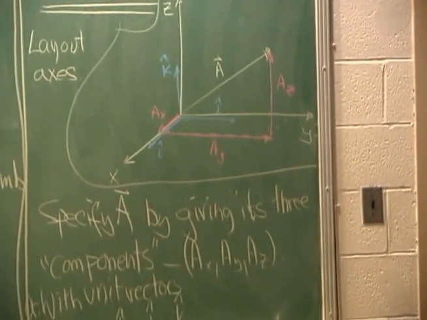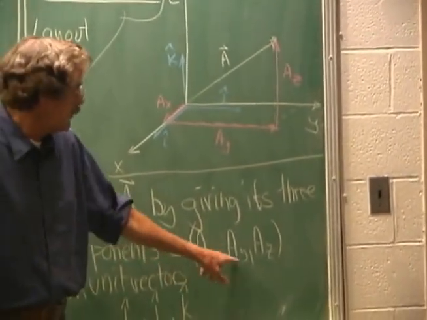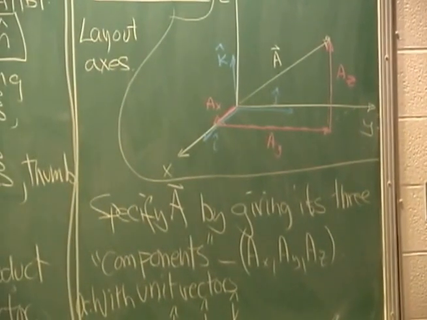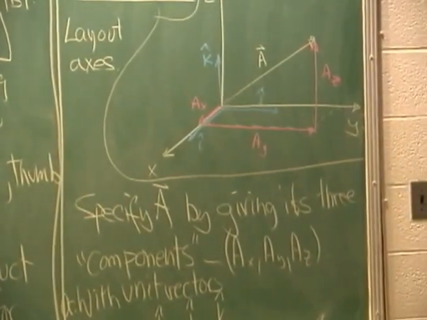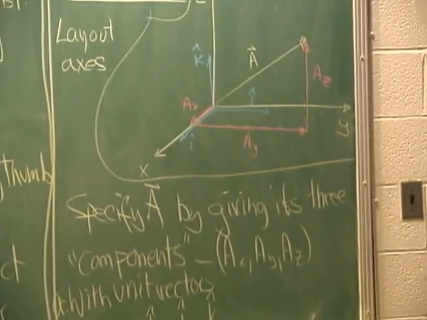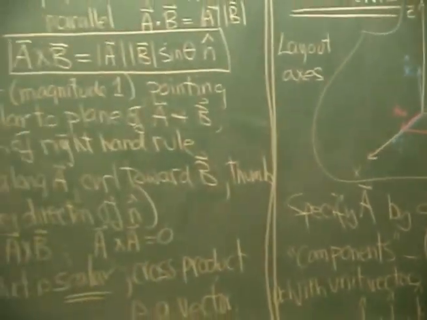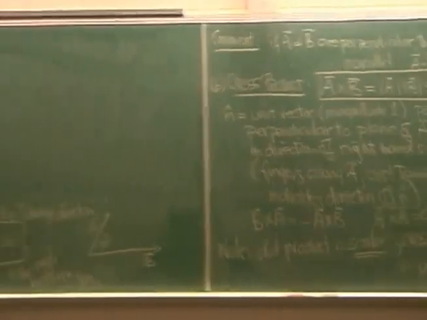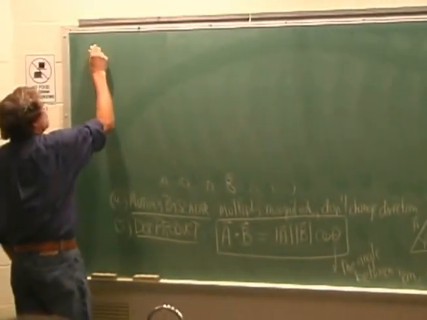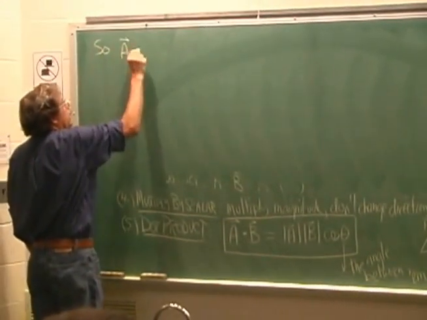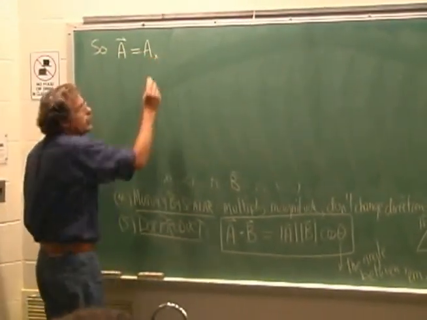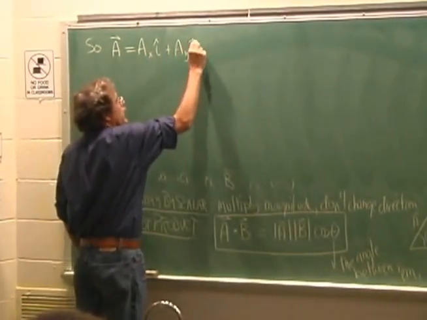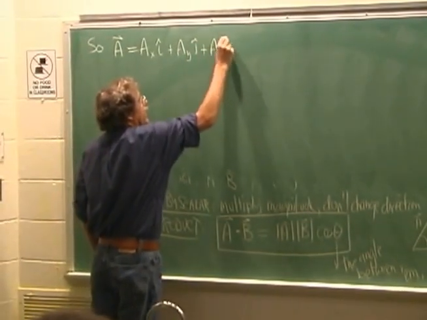And now another way of writing the vector A, instead of just giving the triple of the three components, is I could write it like this. I was hoping to keep all of this stuff on there. I guess I can't do it. Never mind. A equals A sub x, that's the x component in the i hat direction, plus A sub y in the j hat direction, plus A sub z in the k hat direction.